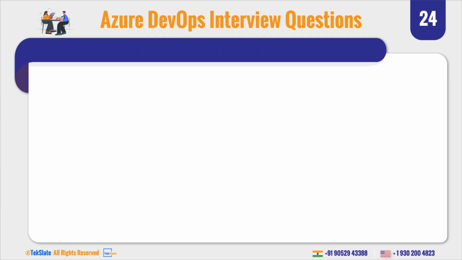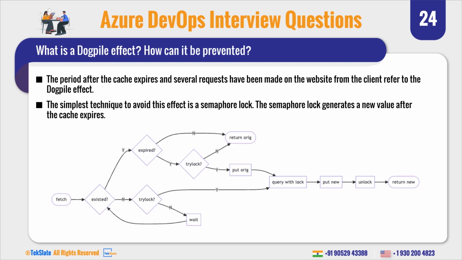The next important question is, what is a dogpile effect and how can it be prevented? So the period after the cache expires and several requests have been made on the website from the client refers to the dogpile effect. The simplest technique to avoid this effect is a semaphore lock. So the semaphore lock generates a new value after the cache has expired.